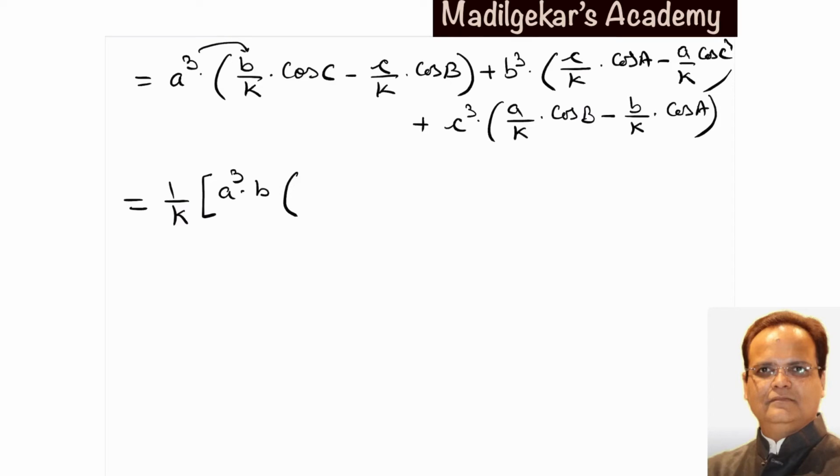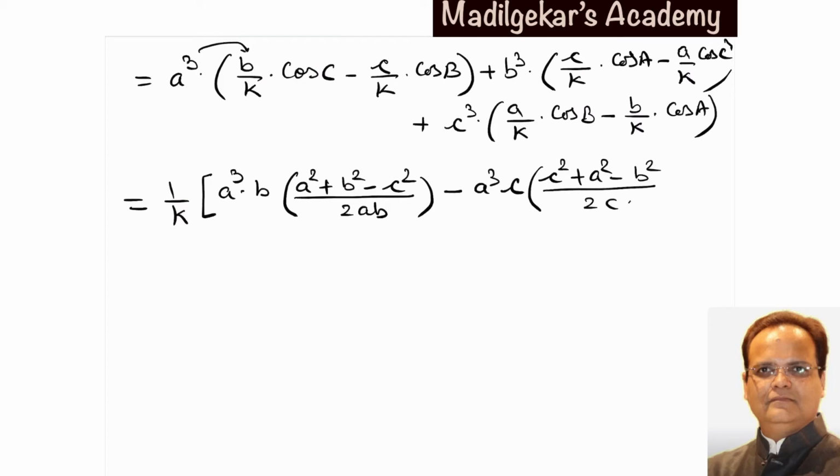Here you can apply the formula of cos, means cosine rule. So cosine rule is a square plus b square minus c square upon 2ab minus a cube c into, for cos B it will be c square plus a square minus b square upon 2ca. Similarly, we'll convert the second term.